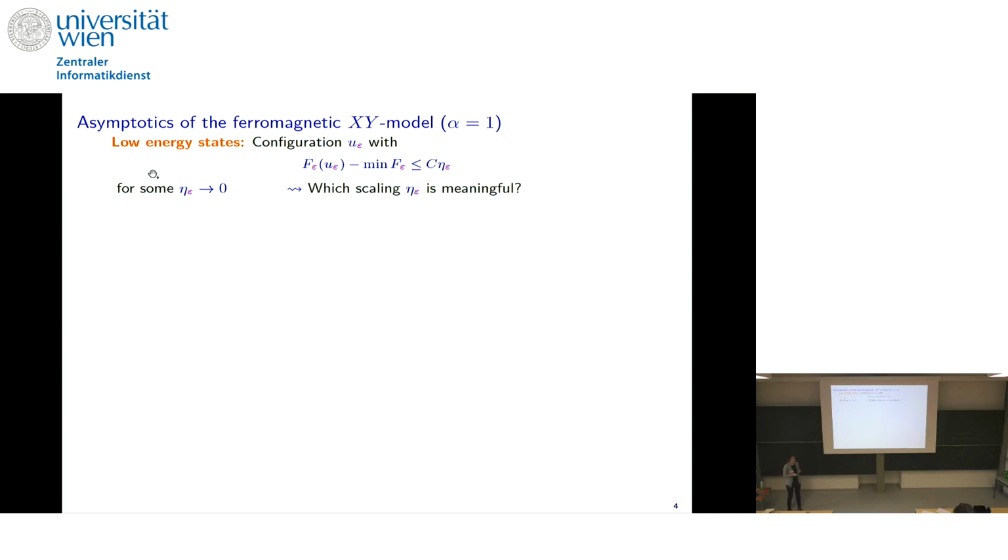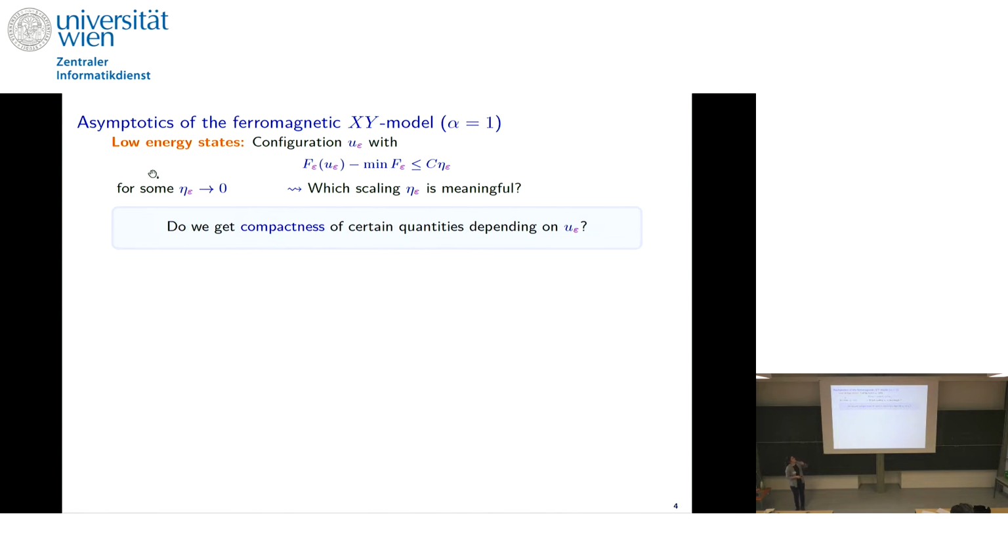Now you might ask which scaling eta epsilon is meaningful. This is actually usually part of the problem, to understand which eta epsilon is meaningful. And you say that it's meaningful if with this choice of eta epsilon you can get some compactness along your sequence of low energy states. Compactness for certain quantities depending on u epsilon. It might not be the field u epsilon itself, it might just be quantities that depend on u epsilon.